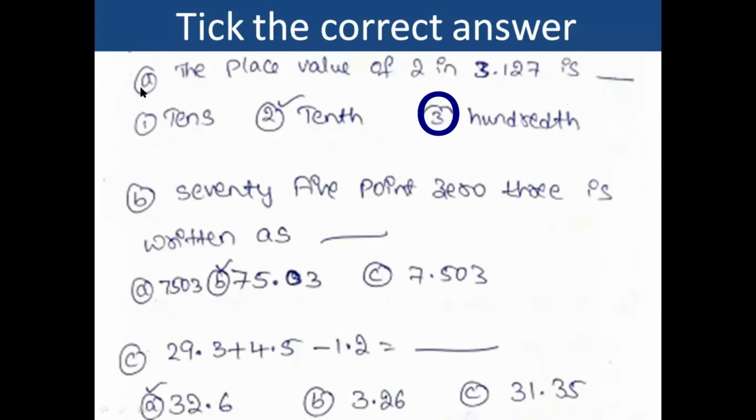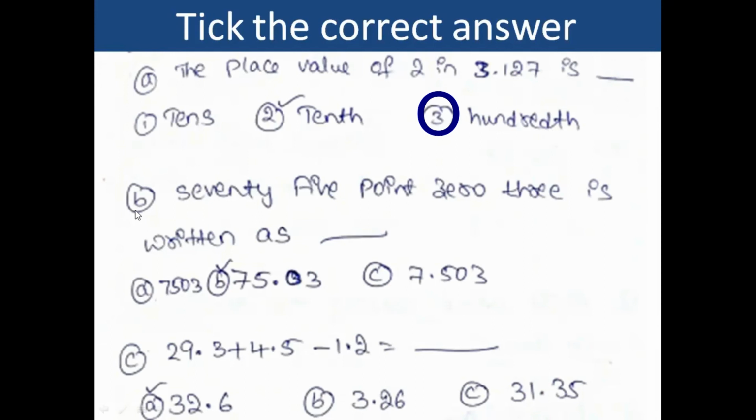Pick the correct answer. The first one. The place value of 2 in 3.127. 2 is in the decimal part. 1 is in the tenths place. 2 is in the hundredths place. 7 is in the thousandths place. So 2 is in the hundredths place. Answer is 3.